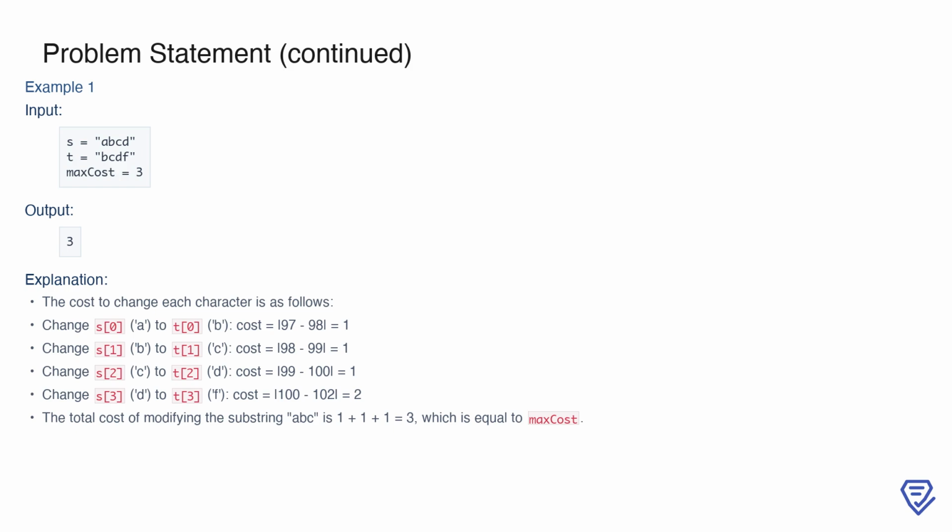Suppose s is ABCD and t is BCDF, and the max cost is 3. The output for this case is 3. Here's why: the substrings of s and t that can be converted within the cost of 3 are ABC from s and BCD from t. The conversion costs for each character in these substrings are 1 for A to B, 1 for B to C, and 1 for C to D. Summing these costs gives a total of 3, which is within the allowed max cost. The length of this substring is 3, which is the maximum possible in this case.